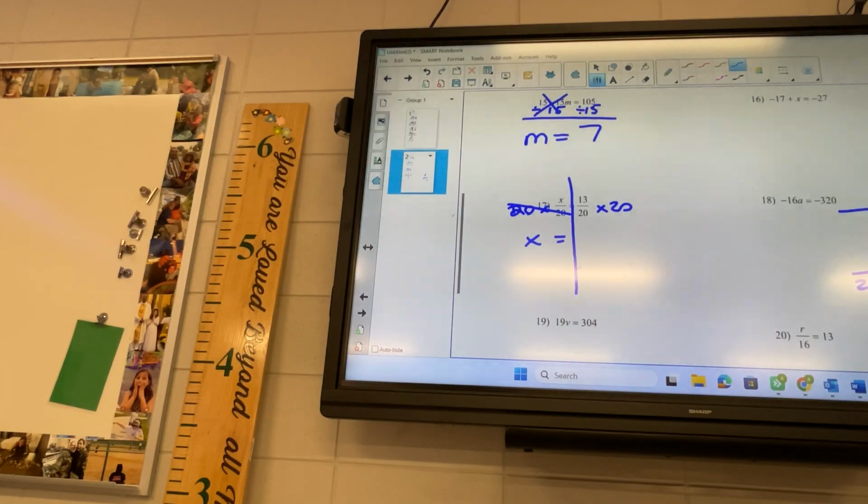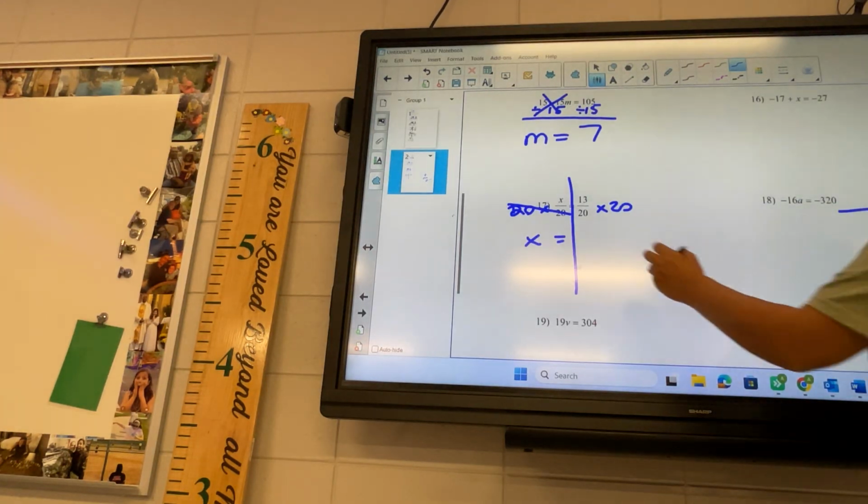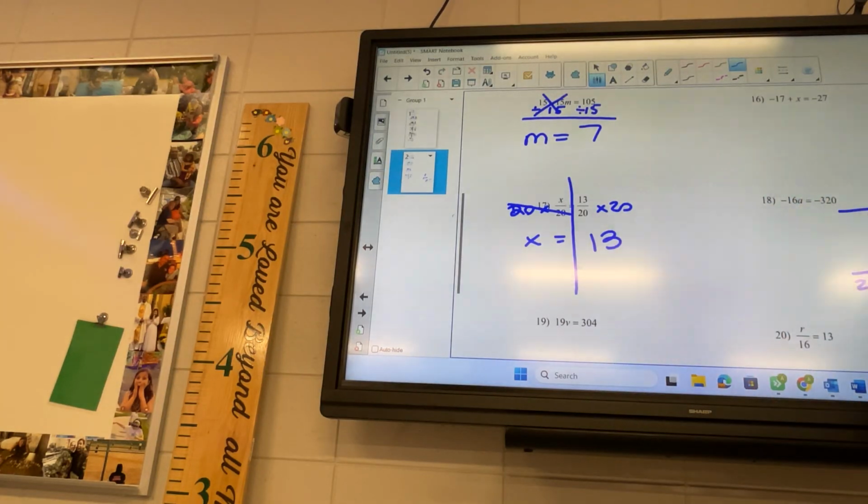13 times 20, off to the side. So you have to hit the over button after you put the 20 on the bottom, so that the times goes off to the side. And what do you get once you hit equals? 13. Okay, and so that's how we type in fractions on the calculator. If you didn't get it, please let me know and I will gladly help you.